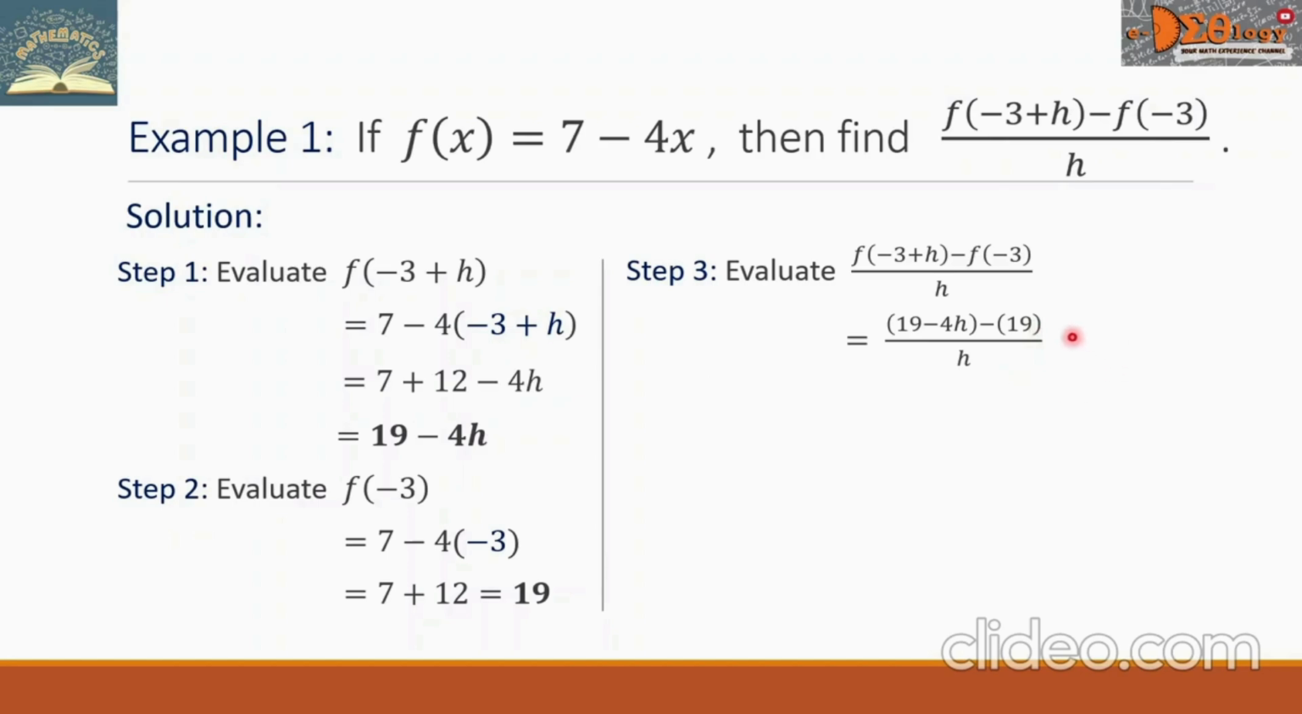Then we simplify our numerator. Let's remove the grouping symbols respectively. 19 minus 4h minus 19 all over h. We can combine this 19 minus 19. Actually, it becomes 0. So we have negative 4h left in our numerator over the h. Notice that there is an h in the numerator and an h in the denominator that we can cancel. Finally, the answer is negative 4.